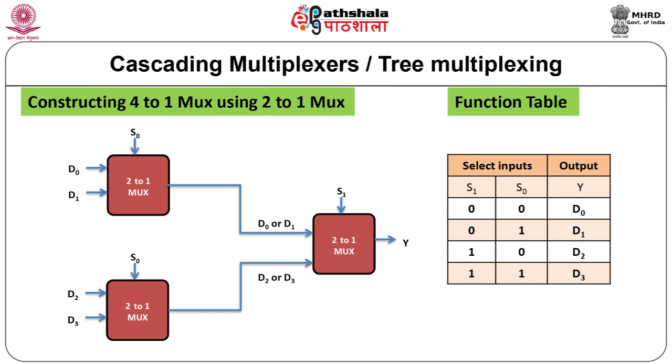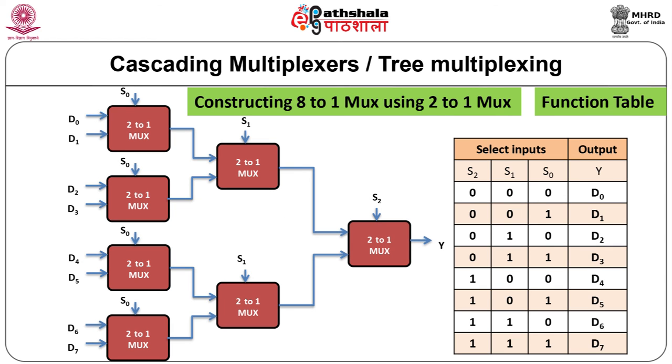So, if you look at the function table of this multiplexer, you will find that when S1 is 0, naturally the first multiplexer data D0 or D1 will appear at the final output. And when S1 is 1, D2 or D3 will appear at the output. So, this is the way we can cascade the multiplexer. The principle of cascading or tree multiplexing is very simple. Let us repeat again. Higher order multiplexers can be constructed using lower order multiplexers. Let us now consider the example of an 8-1 multiplexer constructed using 2-1 multiplexers.